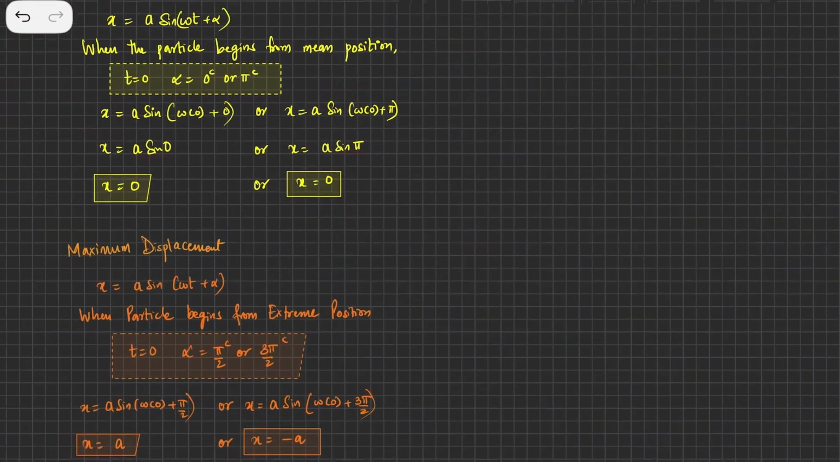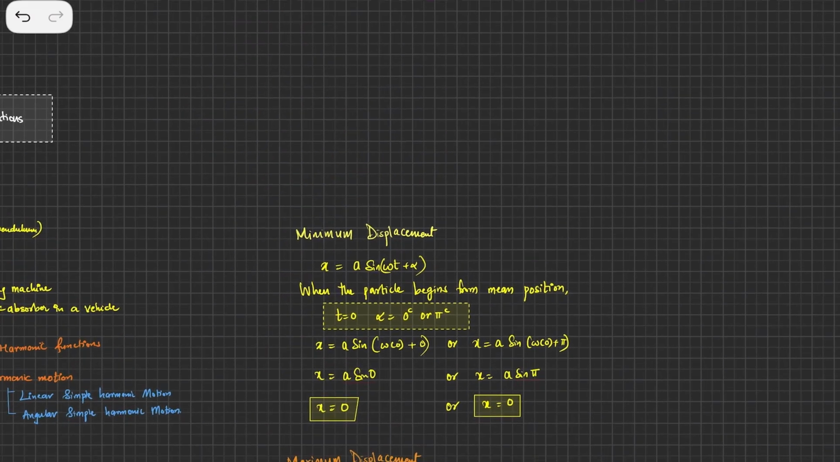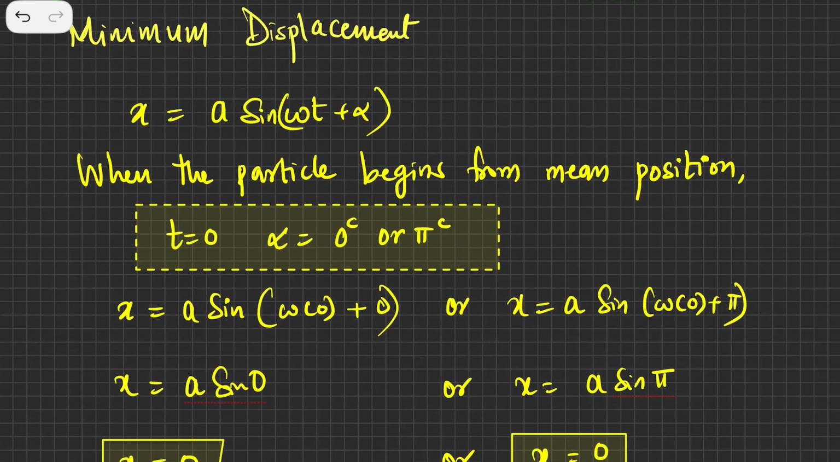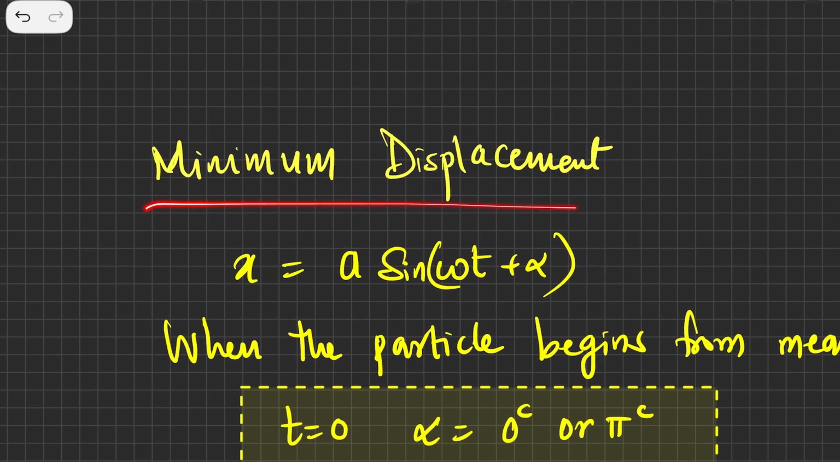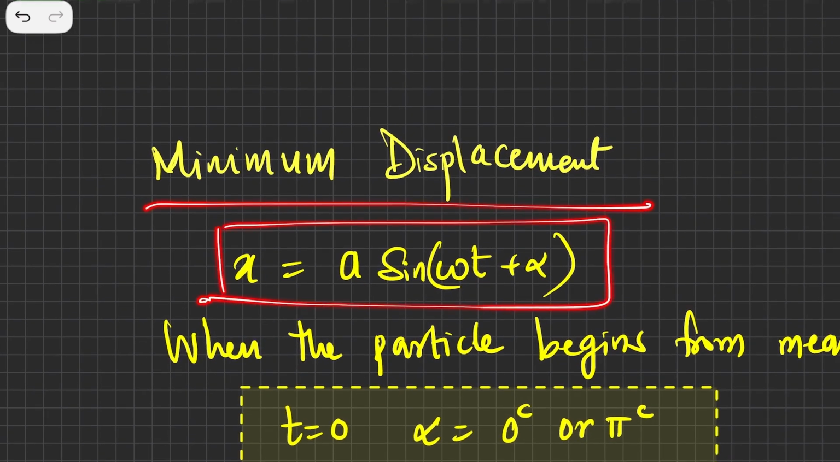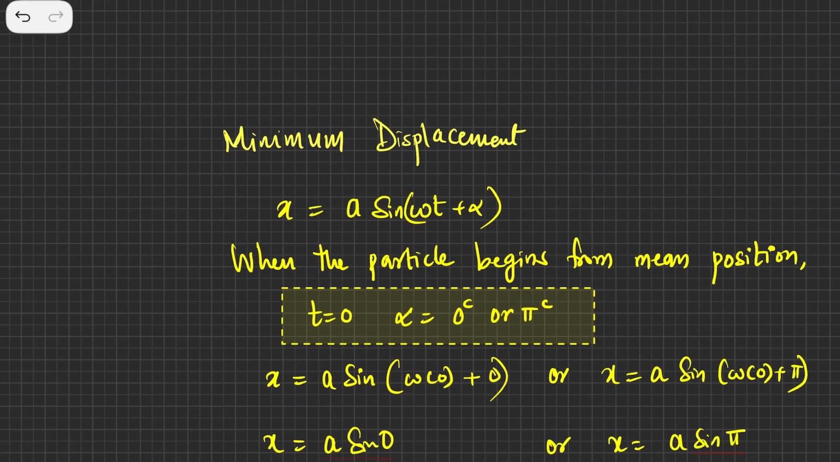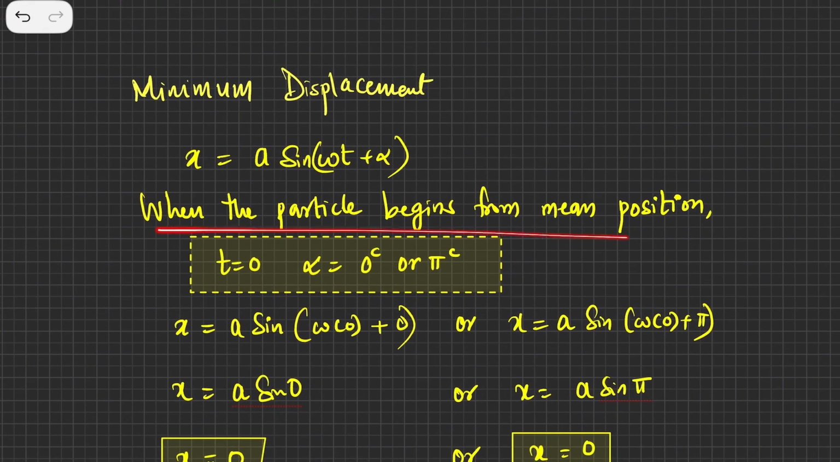Today we are going to see something about minimum and maximum displacement. It's a very easy topic. Whenever you wish to find the minimum displacement, you take the basic equation, x is equal to a sine of omega t plus alpha. Here I am assuming that the particle is beginning from the mean position. So when time is equal to 0, the value of alpha is 0 or pi. In the previous video I showed you how the value of alpha comes out.